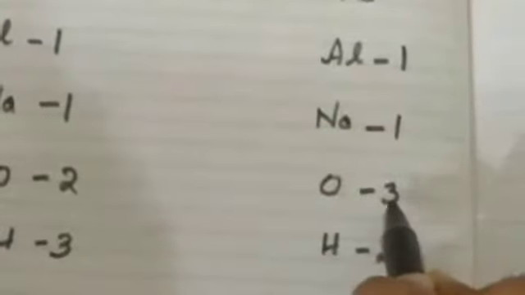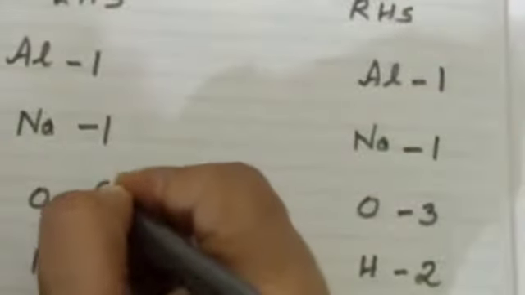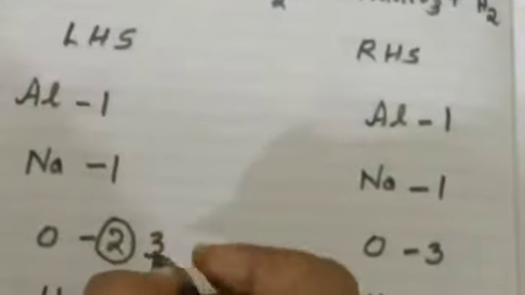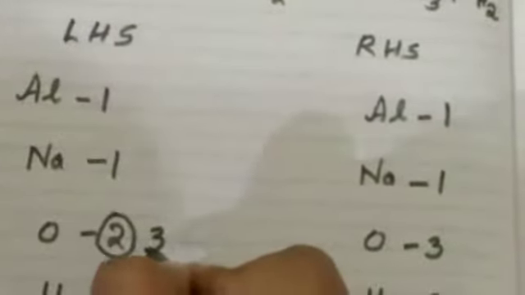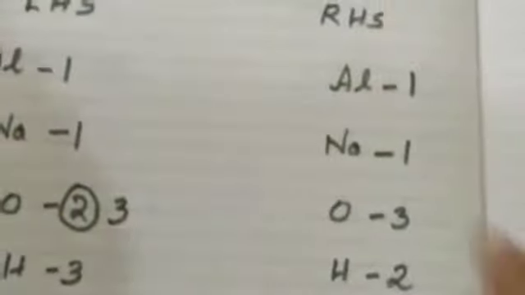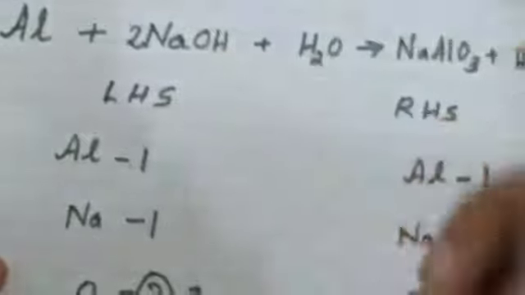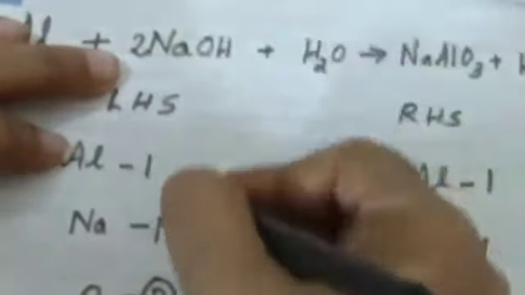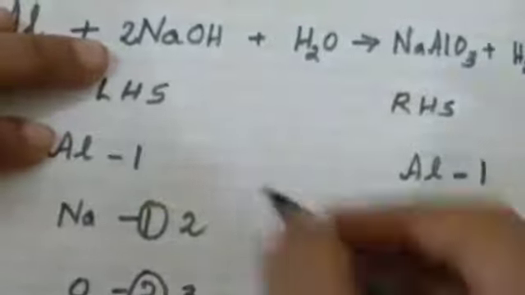Oxygen 2, this side it is 3. So on the left hand side you have to make it 3. To make it 3, what will you do? If you put 2 here, 2 oxygen atoms plus 1, that is 3. So oxygen will become 3. When you put 2 here, the number of sodium atoms as well as hydrogen atoms change. The number of sodium atoms now will become 2. And hydrogen atoms now 2 here, here also 2. 2 plus 2, 4.